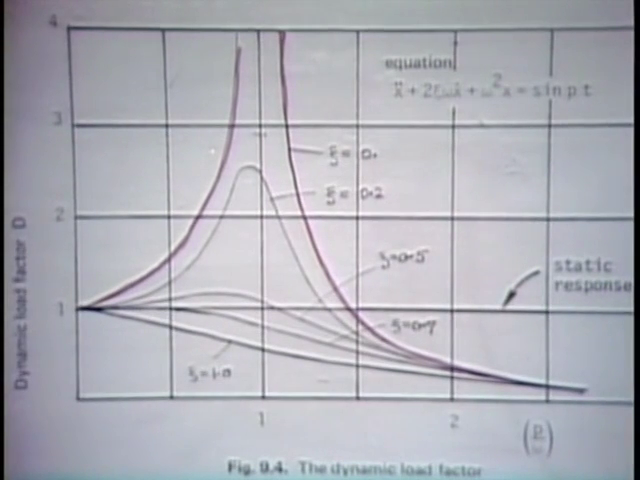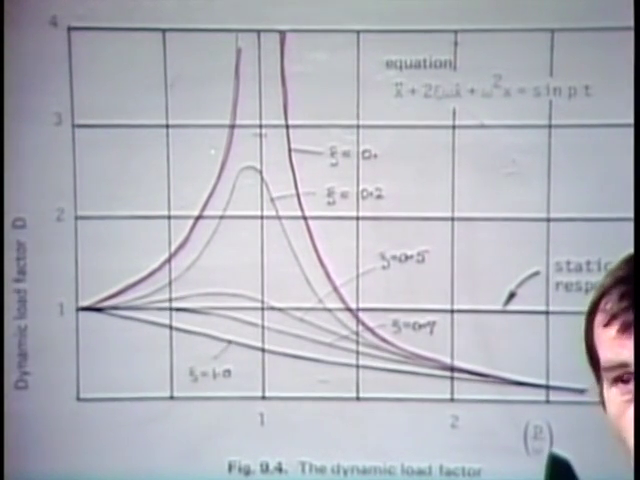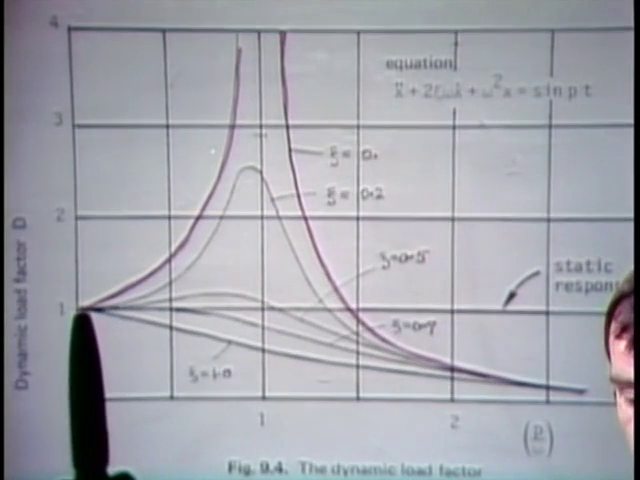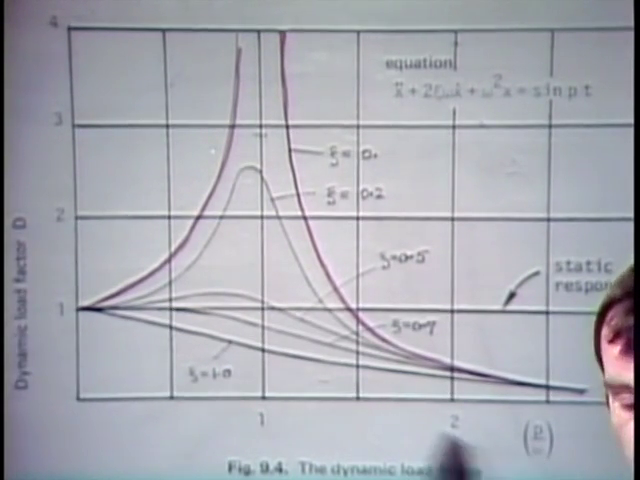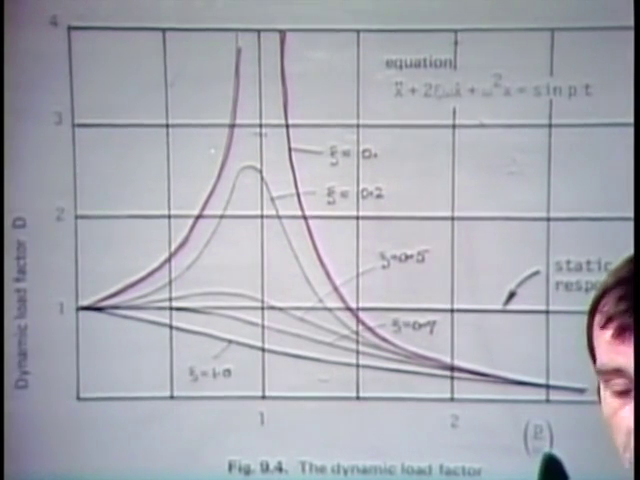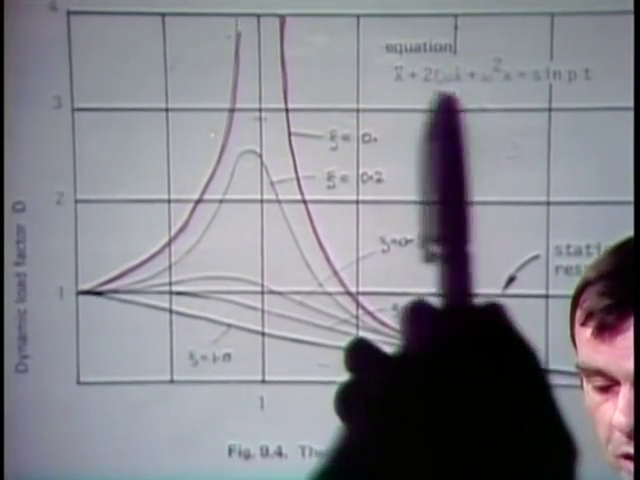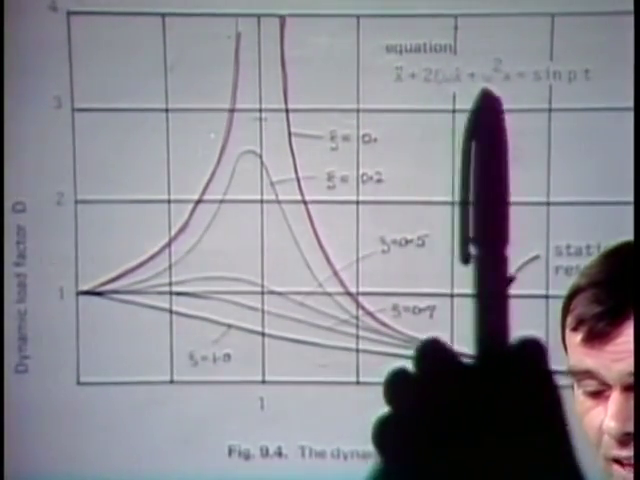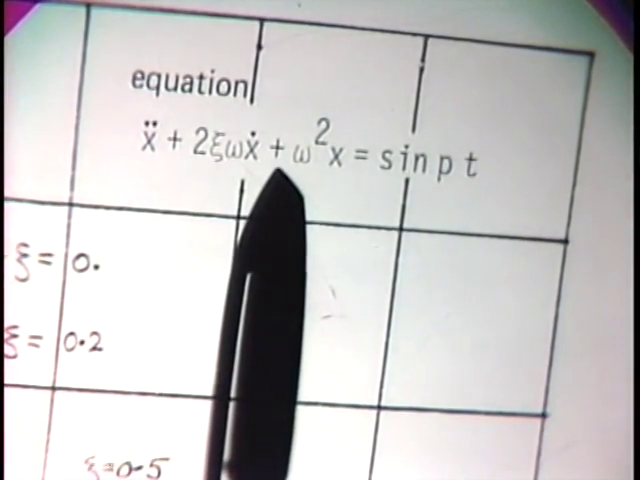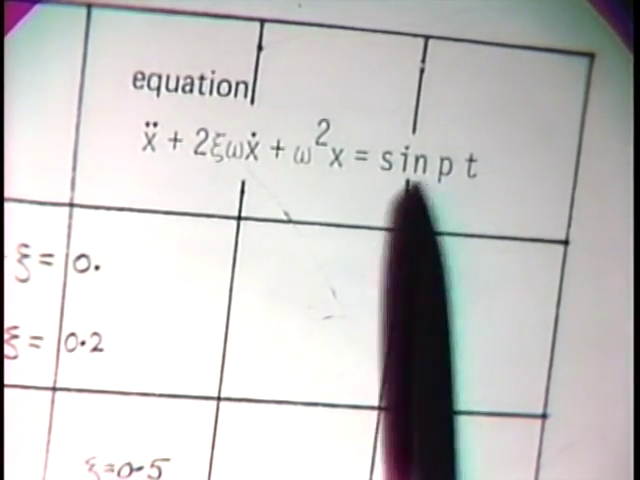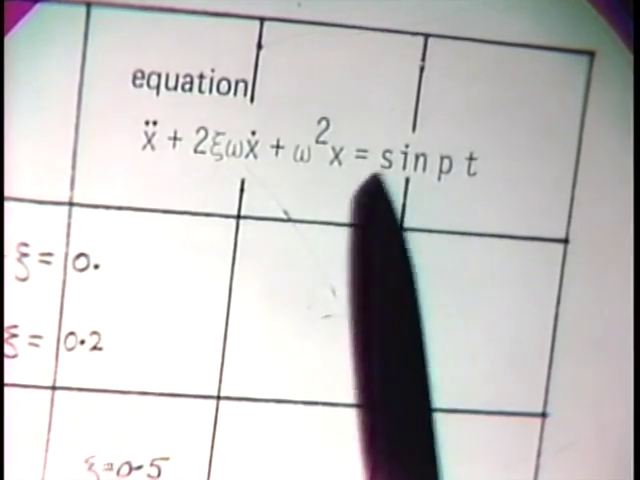What do we notice? Well, we notice that when p over omega is equal to 0, or p over omega very small, we are getting the static response. This means, of course, that omega, the system frequency, is much larger than the applied frequency, which means really that this oscillator is extremely stiff when compared to the frequency of load application.